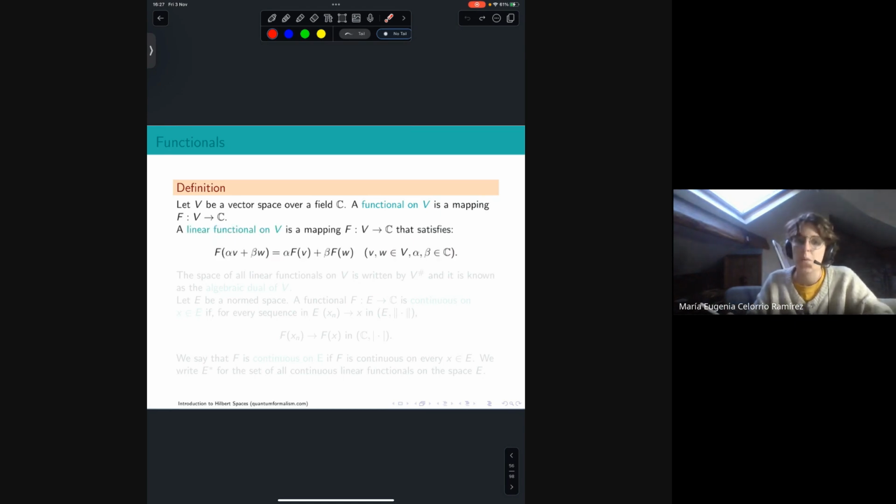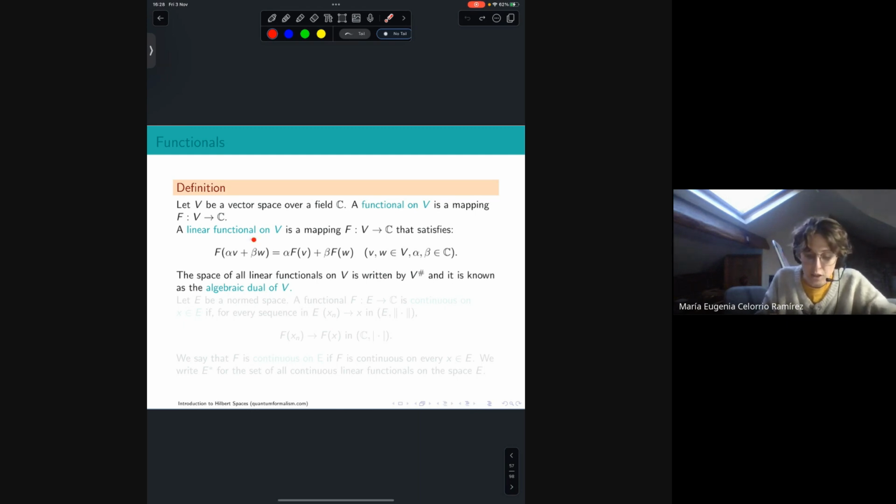Now, functionals can have properties. A functional is said to be linear if it's basically what we understand by linearity, so that the image of alpha v plus beta w is alpha times the image of v plus beta times the image of w, for any two vectors and any two scalars. The space of linear functionals is written in this way and is known as the algebraic dual of V. So whenever you read the algebraic dual of V, we are talking about functionals. When you say algebraic, we are only considering linearity.